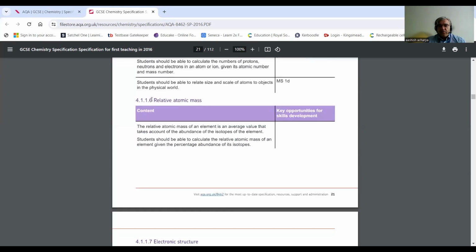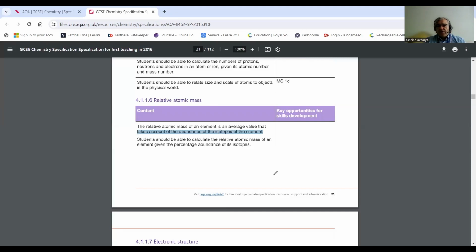So then it comes to relative atomic mass. This could be asked as a definition. This is the definition: it is the average value that accounts for the abundance, that means how common the isotopes are for an element.